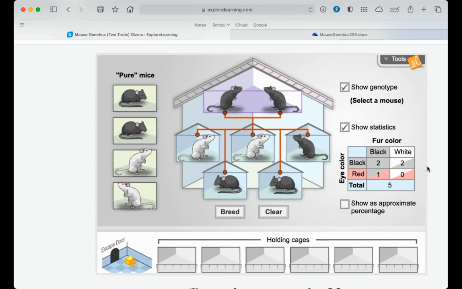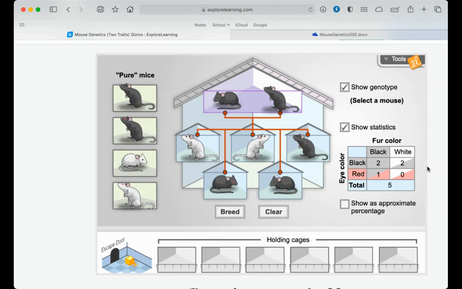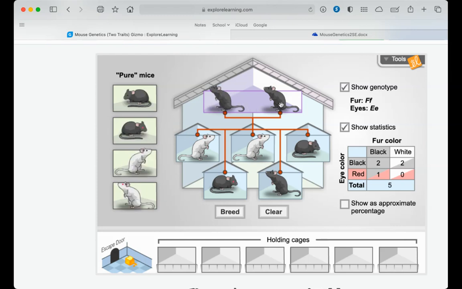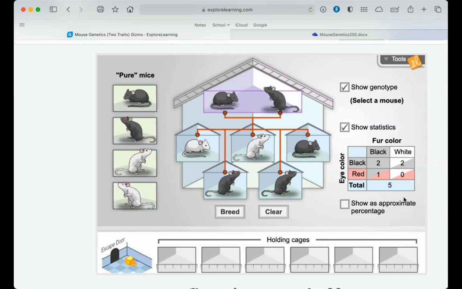Next, we are going to take a look at different trait combinations. So, our statistics are turned on, and we are going to have two capital F, lowercase f, EE mice as parents. I am going to click breed so that we now have a total of 100 offspring. And then you are going to record the results.